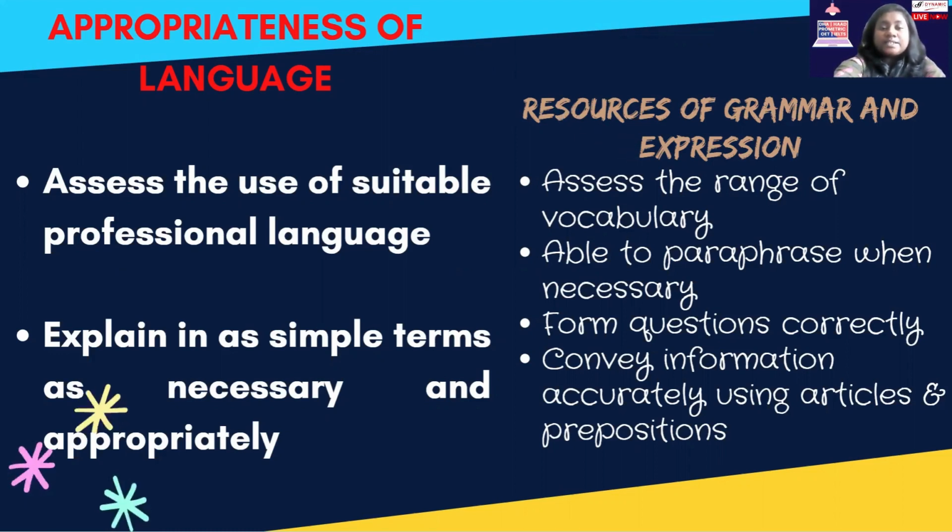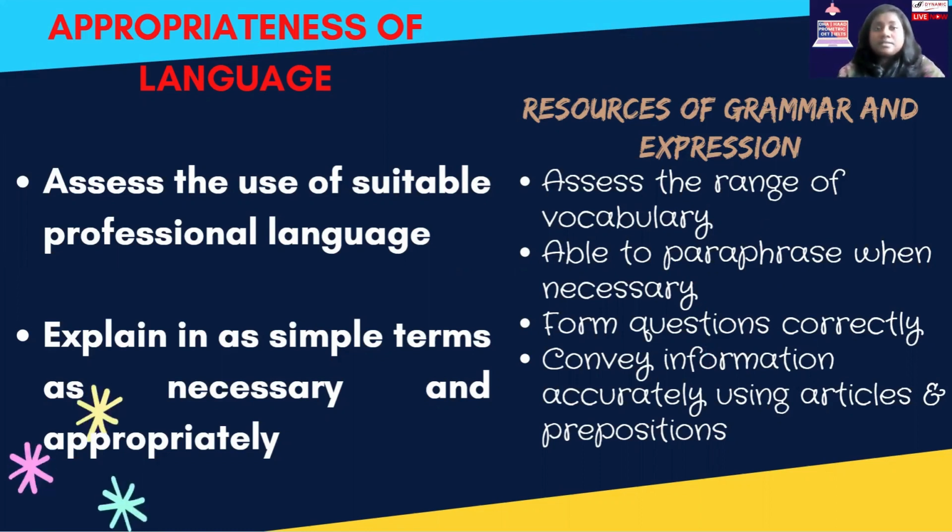Then the fourth criterion is resources of grammar and expression. Here they are going to assess the range of vocabulary, whether you can use high vocabulary words, or whether you are able to paraphrase or not. Paraphrasing means you can add synonyms, okay, high vocabulary words, and they are going to check whether you are forming questions correctly, or conveying the information using articles and prepositions.